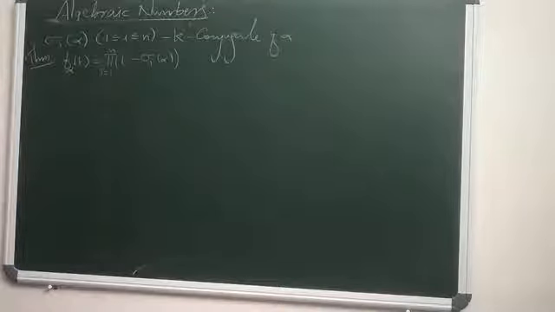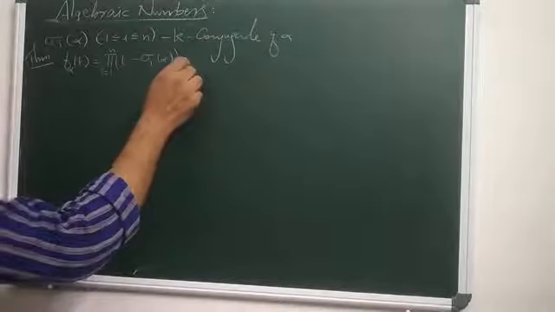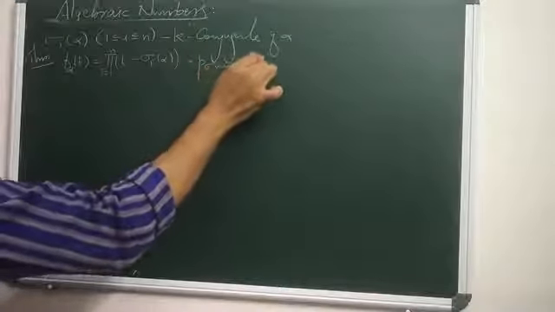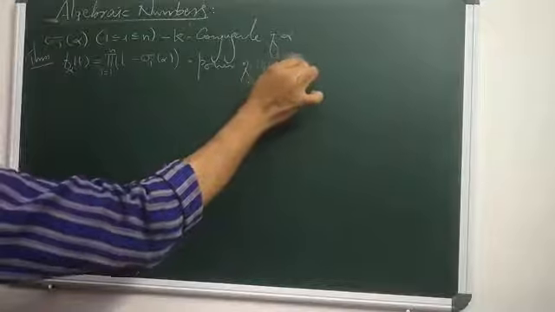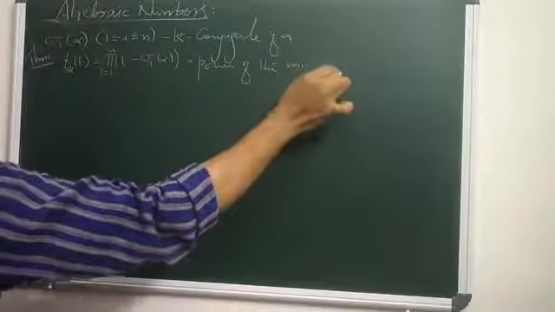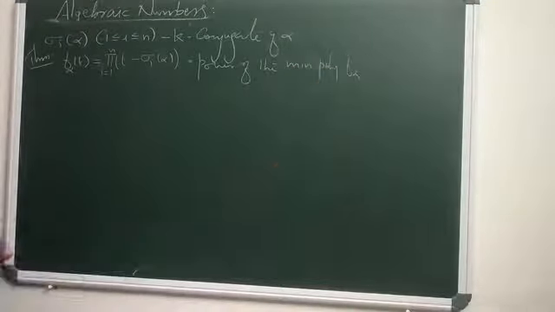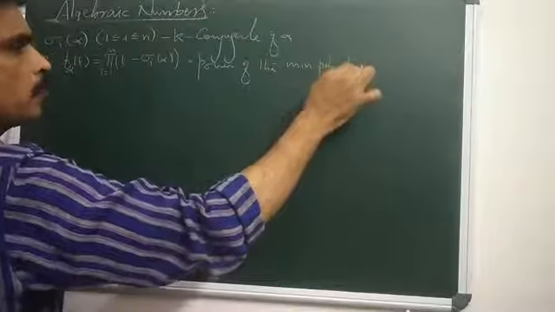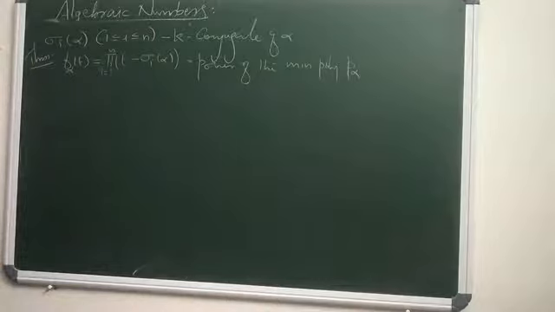So the result says that this field polynomial is nothing but a power of the minimal polynomial. It can be expressed as a power of the minimal polynomial p alpha, not f alpha, p alpha. What is p alpha? Let p alpha be the minimal polynomial of theta over Q.